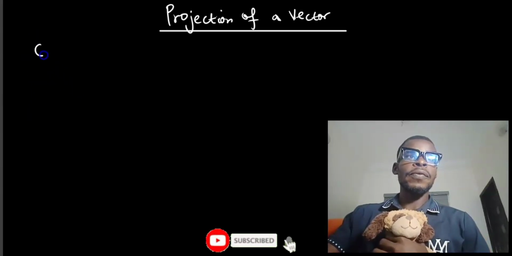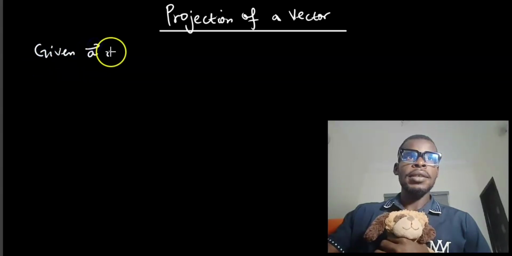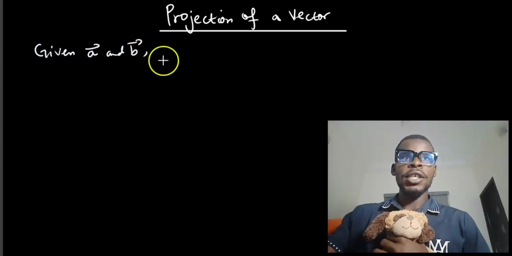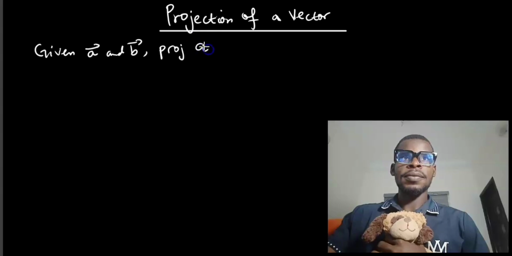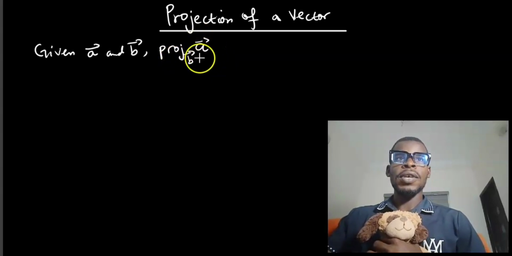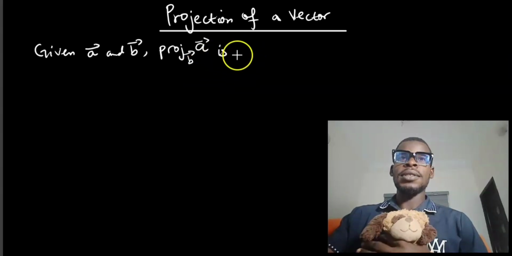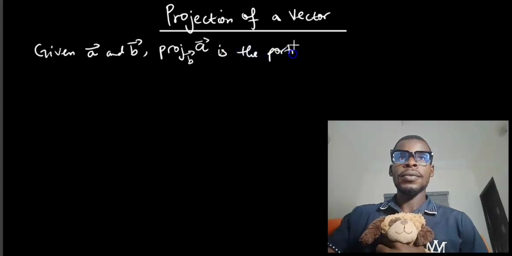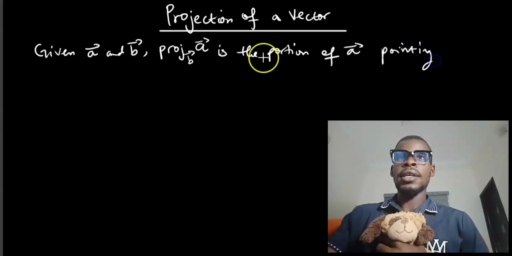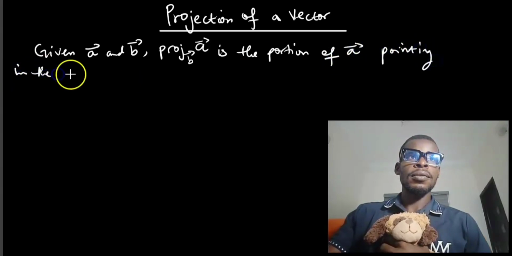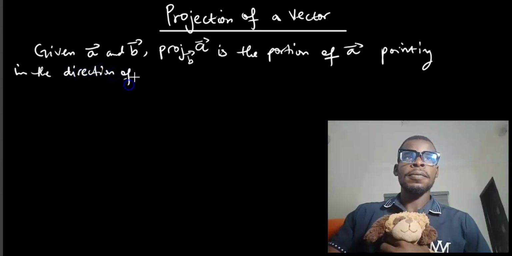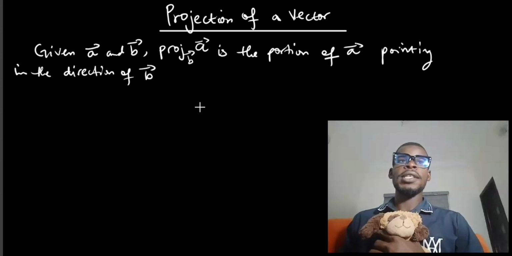Now, given two vectors, let's say A and B, the projection of vector A in the direction of vector B is how we write it. It should be understood as the portion of vector A pointing in the direction of vector B. So the portion of vector A pointing in the direction of vector B.